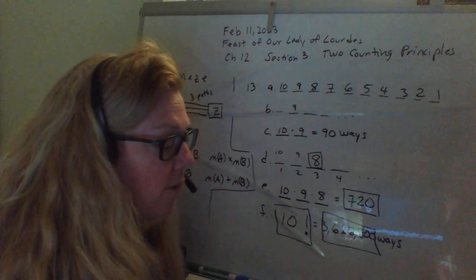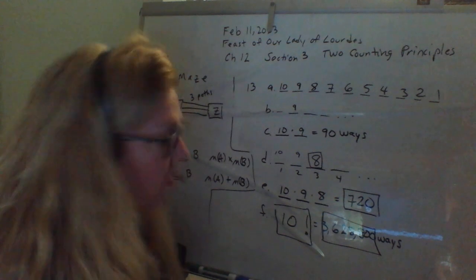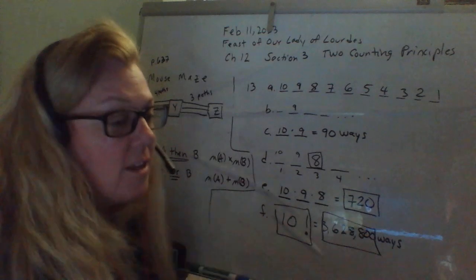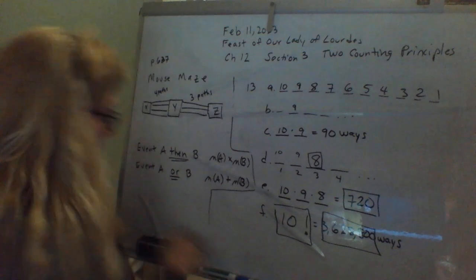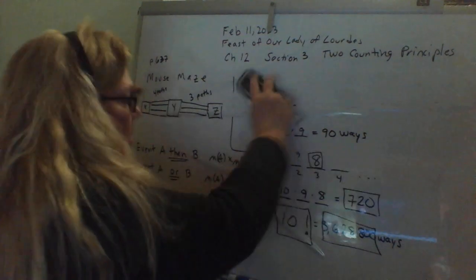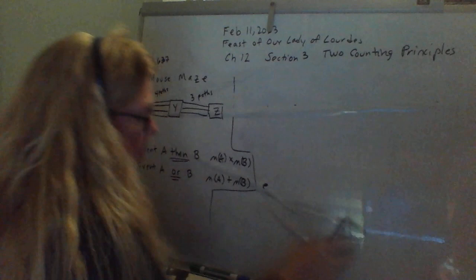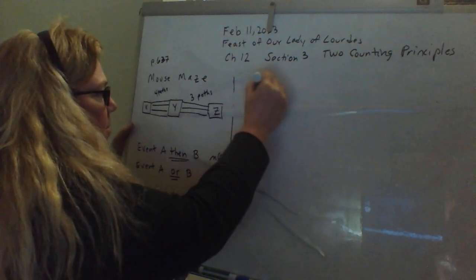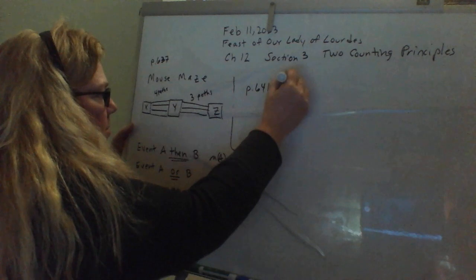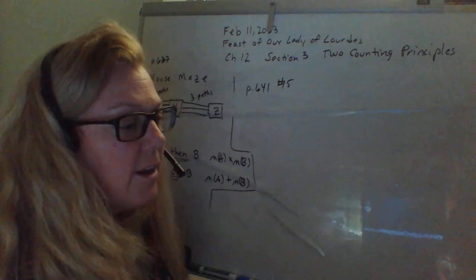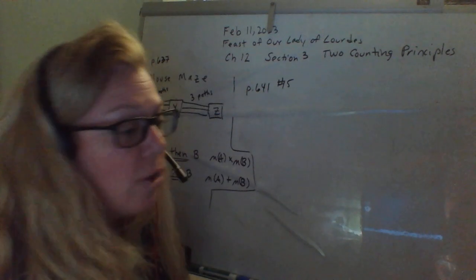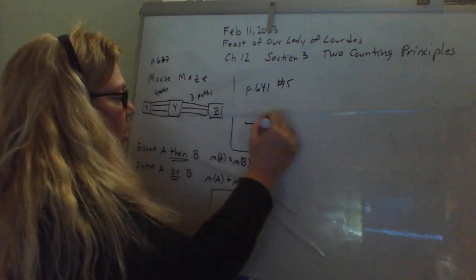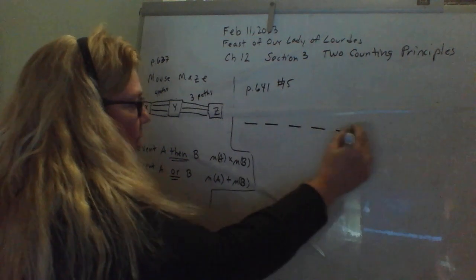All right, I believe we have accomplished everything we are asked to do in number 13, and so I will now move on to number 15, which is at the top of page 641. There it is. Many states use car license plates that have 6 characters. So 6 characters: 1, 2, 3, 4, 5, 6.